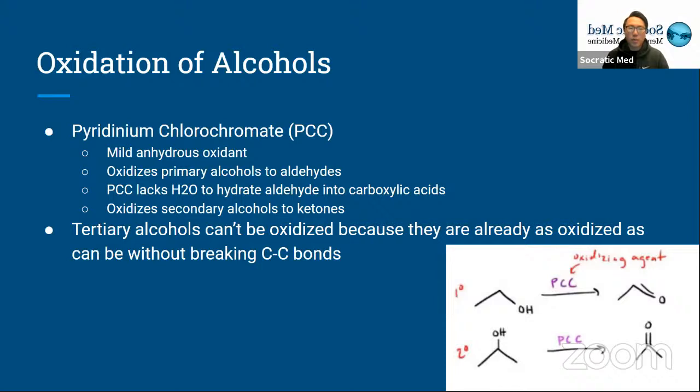Next, I'm going to go into the oxidation of alcohols. So alcohols, they're the most reduced form of a carbon bonded to an oxygen. So we are able to oxidize these alcohols. And the first reagent, pyridinium chlorochromate, or mostly known as PCC, it's a mild anhydrous oxidant. So what this means is it is able to oxidize primary alcohols to aldehydes and secondary alcohols to ketones, but it is not able to hydrate aldehydes into carboxylic acids because it lacks H2O.